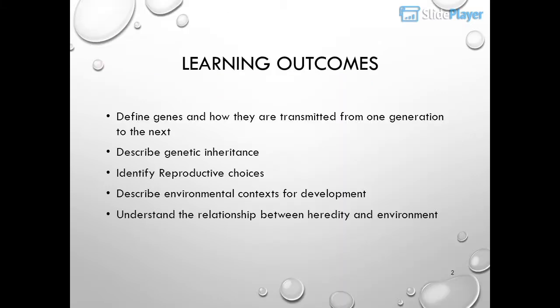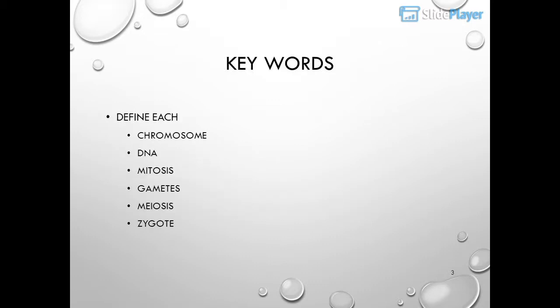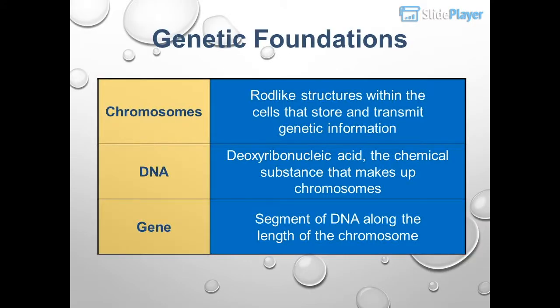Learning outcomes. Define genes and how they are transmitted from one generation to the next. Describe genetic inheritance. Identify reproductive choices. Describe environmental contexts for development. Understand the relationship between heredity and environment. Keywords. Define each. Chromosome. DNA. Mitosis. Gametes. Meiosis. Zygote.